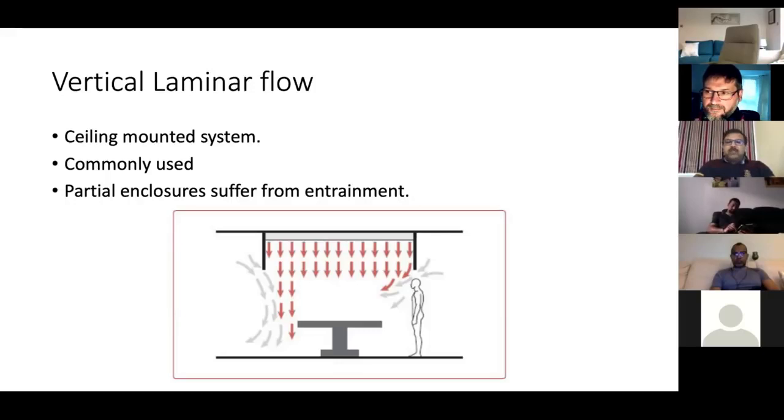I don't know, am I being clear on this? If anybody has a question, put it up. I'll try to explain it further. But it's essentially that this type of vertical laminar flow has the inherent problem of air entrainment, which brings unclean air from the outside of the enclosure into the enclosure.